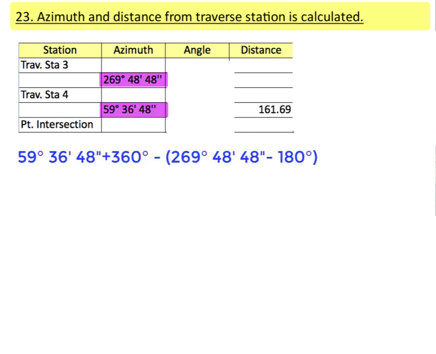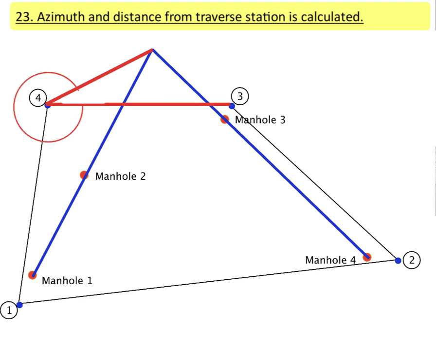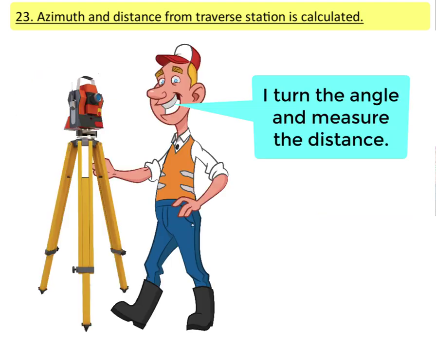Getting the difference between the azimuth from the occupied traverse station to the backsight traverse station and the azimuth from the traverse station to the point of intersection gives the clockwise angle that must be turned to locate the point of intersection. That completes the calculations. The angle and distance that were calculated can be taken to the field and the point of intersection located in the field.